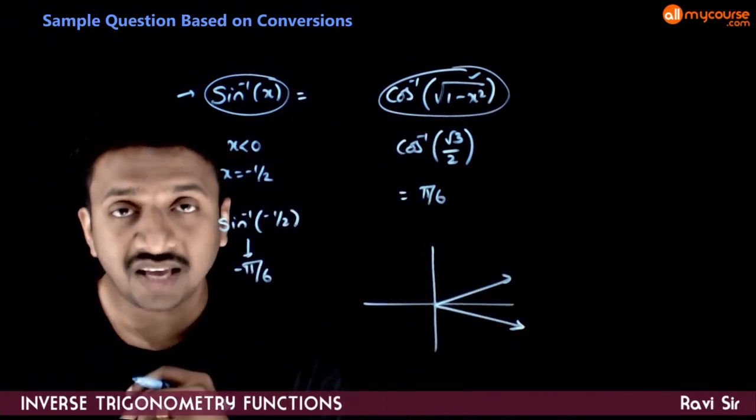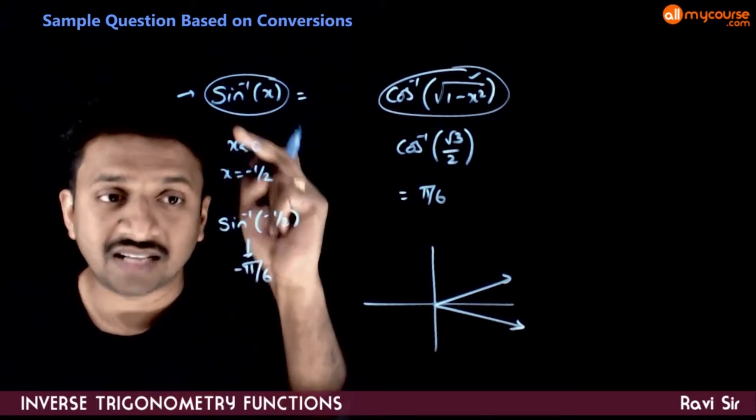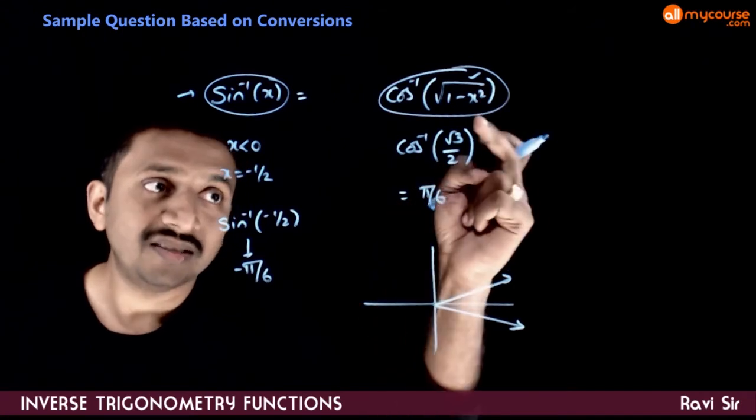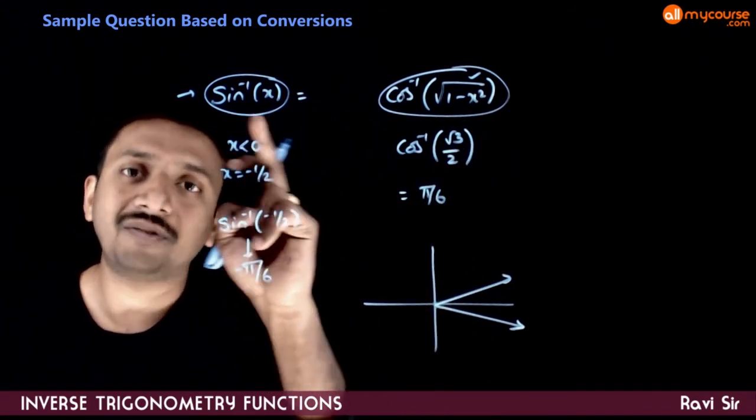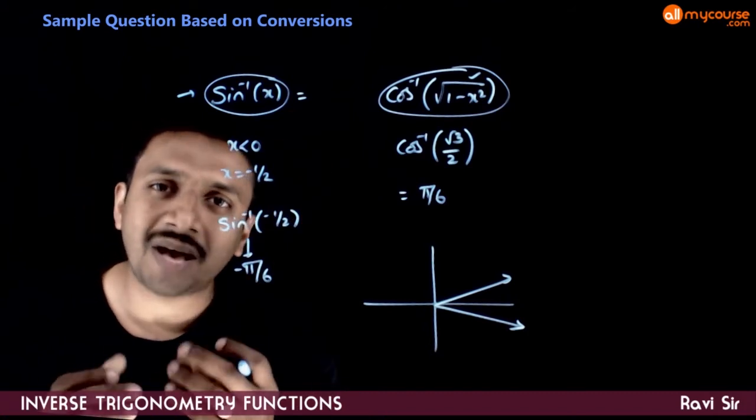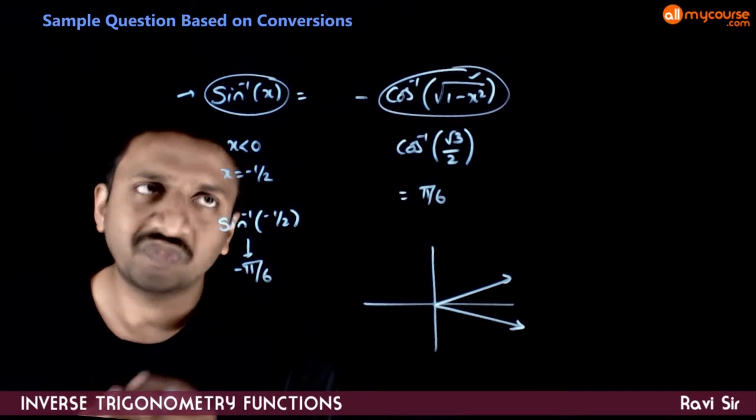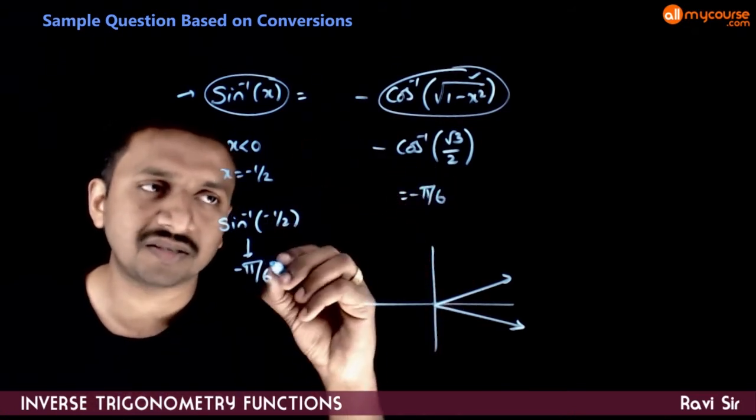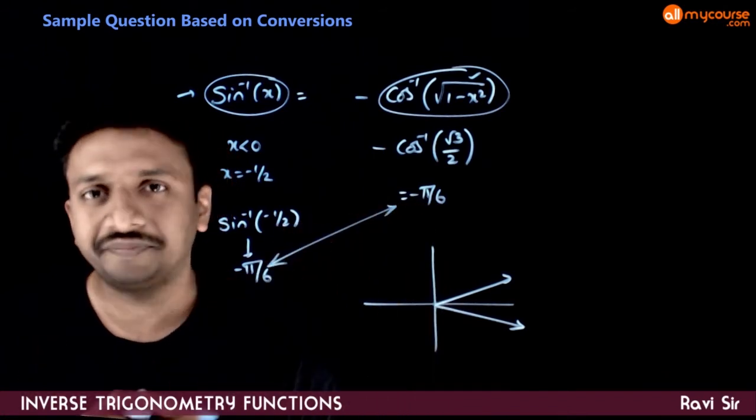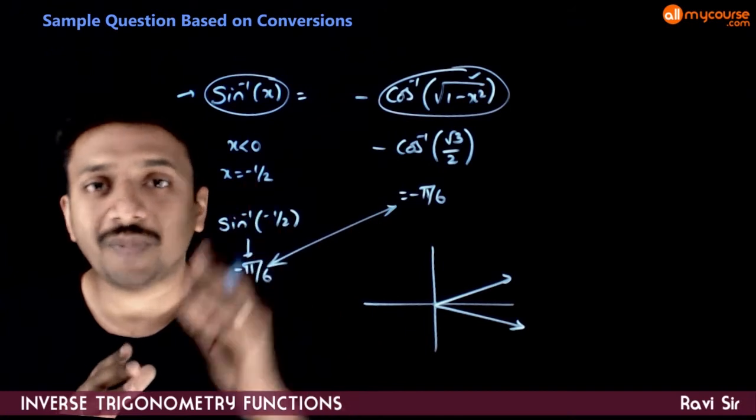The only difference is that because x is negative, this answer lies in the fourth quadrant, and this answer lies in the first quadrant. If these two have to be equal, what is the manipulation that I need to make? I just need to put a minus here. So if I put a minus here, now these two are equal. So if x is negative, sine inverse of x is minus of this.